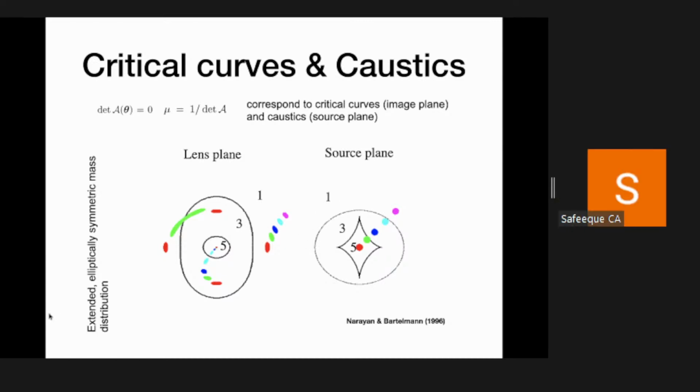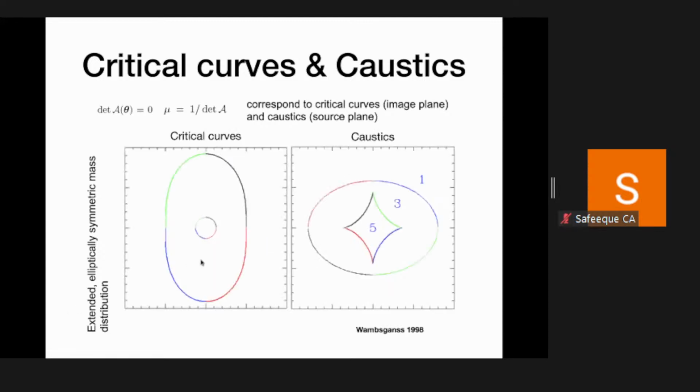Can you please explain what is meant by this caustics? Caustics. Um, what is?